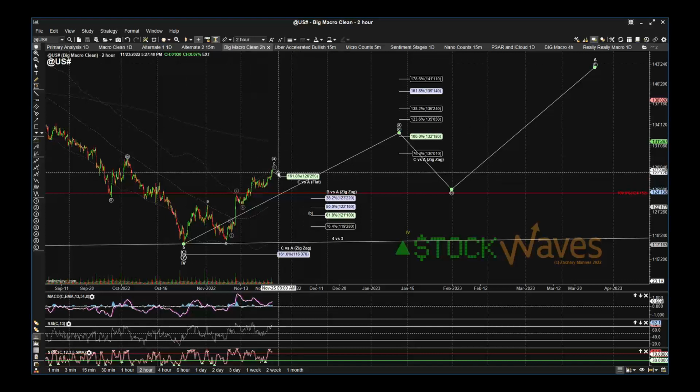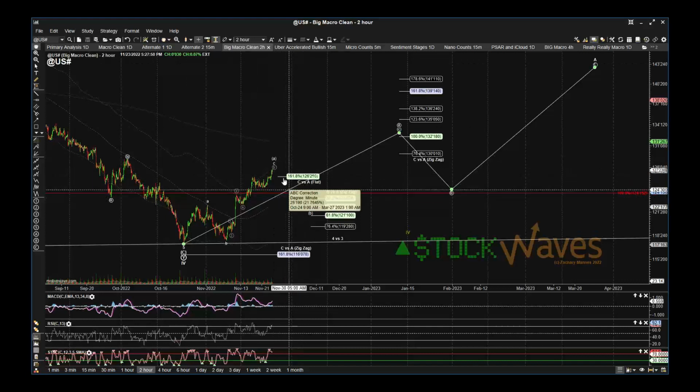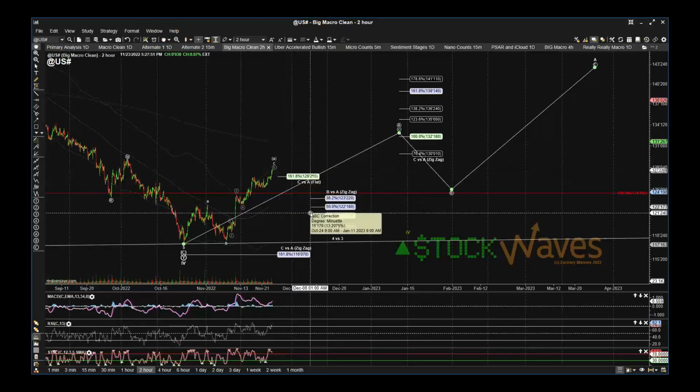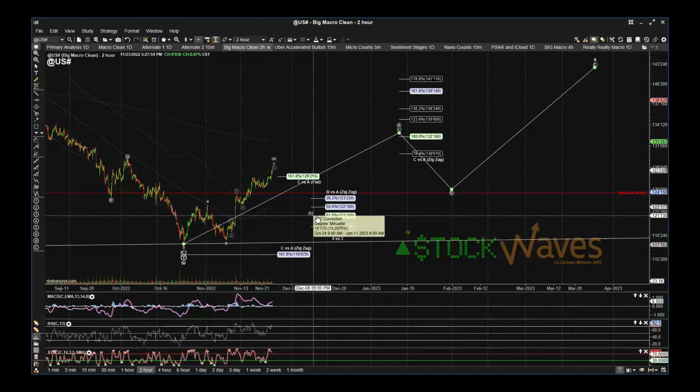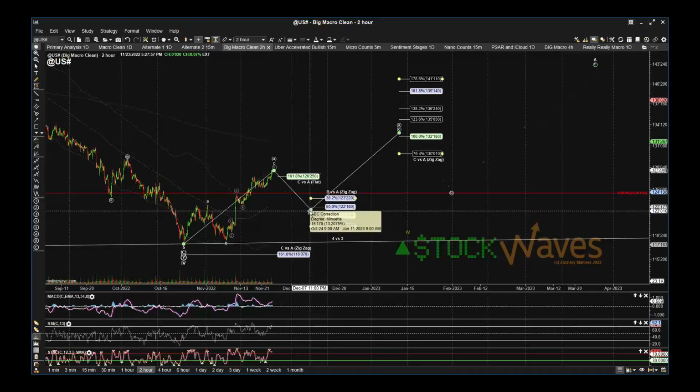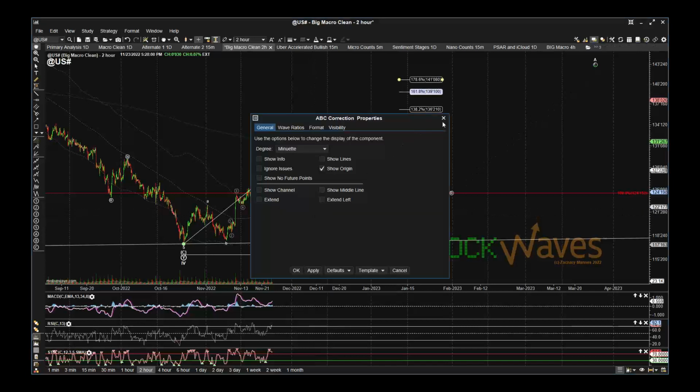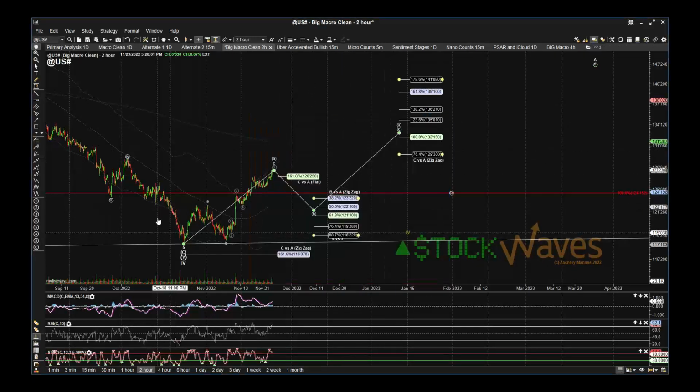I'm very, very light on treasuries now and would like to see an ABC consolidation into the 122 region, 121 region before starting to add back and looking for that next swing move higher.